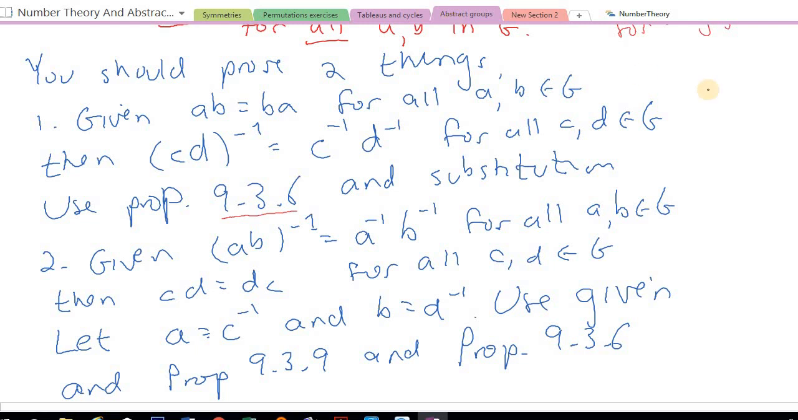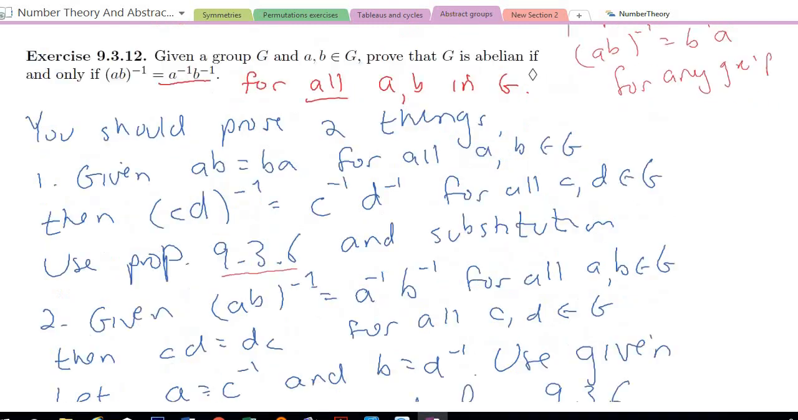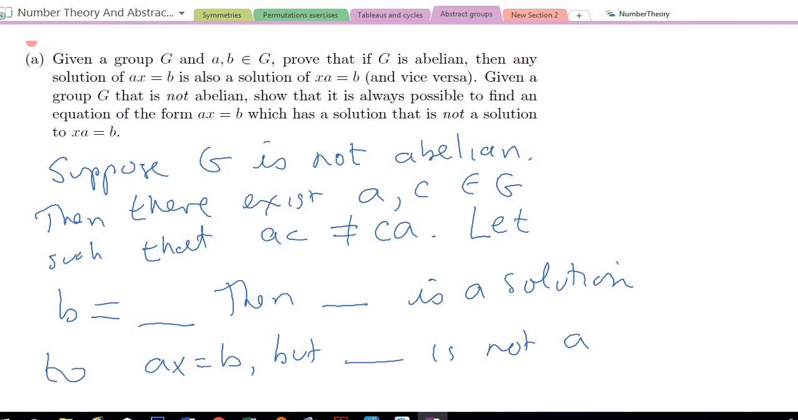Okay, so let's look at 9.320. 9.320 says, given a group G and two elements A, B, which are elements of G, prove that if G is abelian, then any solution of AX equals B is also a solution of XA equals B. Given a group G that's not abelian, show that it's always possible to find an equation of the form AX equals B, which has a solution that is not a solution to XA equals B.